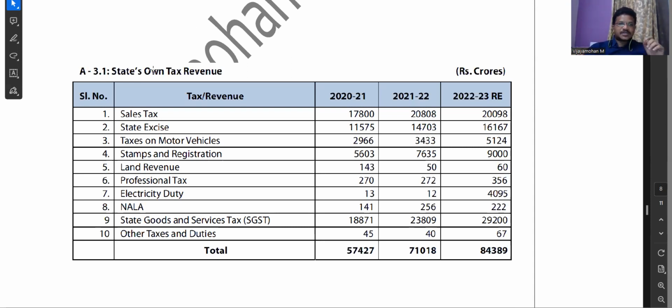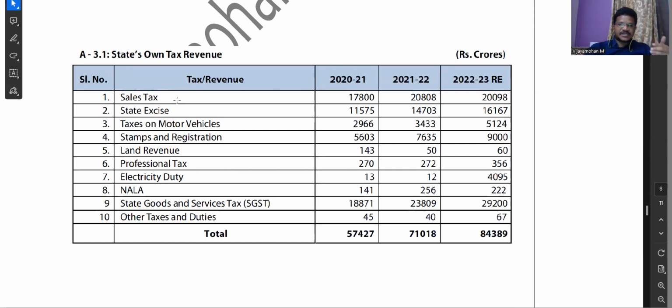So what is the state's own tax revenue? What are the components? Sales tax, then state excise, taxes on motor vehicles, stamps and registration, land revenue, professional tax, electricity duty.